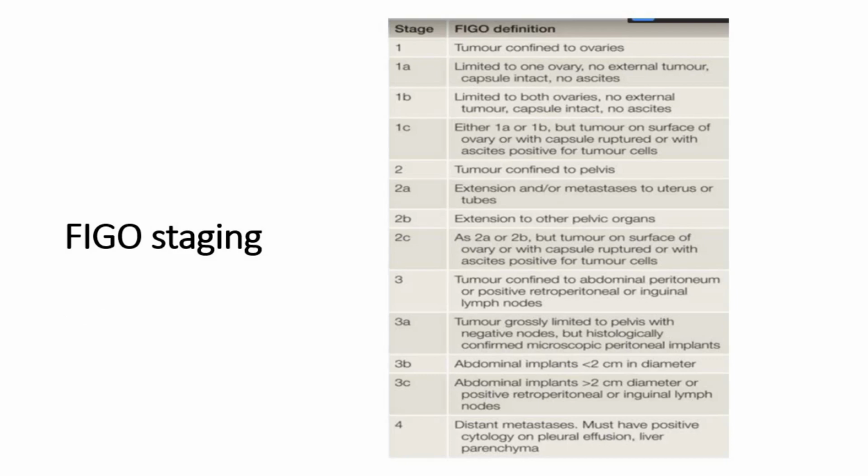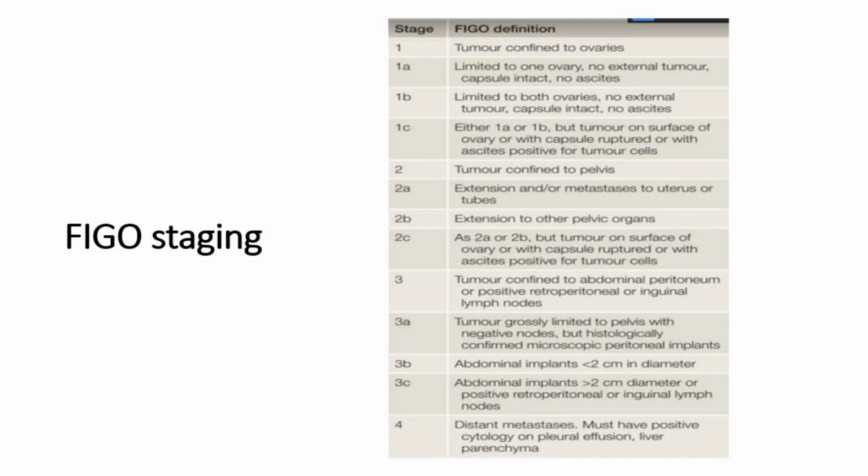The staging of ovarian cancer is based on the FIGO staging, where there are 4 stages. Stage 1, the growth is limited to the ovaries. It can be divided into 1A, 1B, and 1C. 1A, the tumor is limited to 1 ovary, capsule intact, no ascites. 1B, it is limited to both ovaries, capsule intact, no ascites. 1C, it can be either 1A or 1B, but with the tumor on the surface of the ovary, ruptured capsule, or ascites positive for tumor cells.